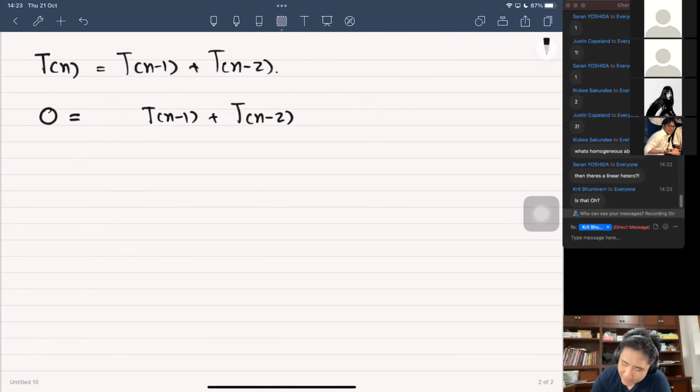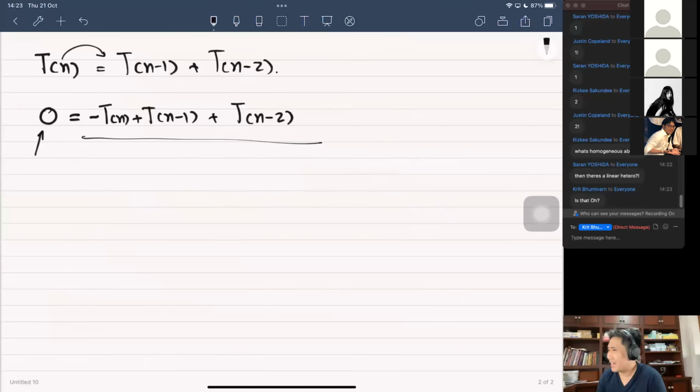Minus Tn, or minus 1 times Tn, plus this. That works too. That's 0, right? I just moved this guy, and this is 0. So when you have a linear thing that adds up to 0, that 0 means it is homogeneous. That means they do not add up to 1 or anything.